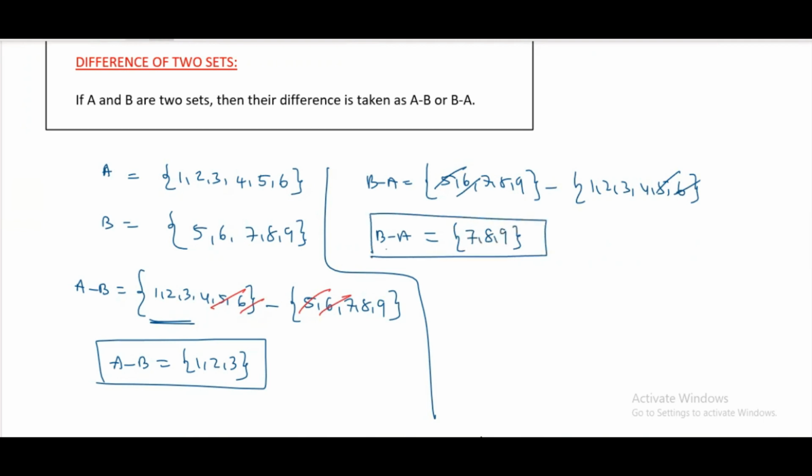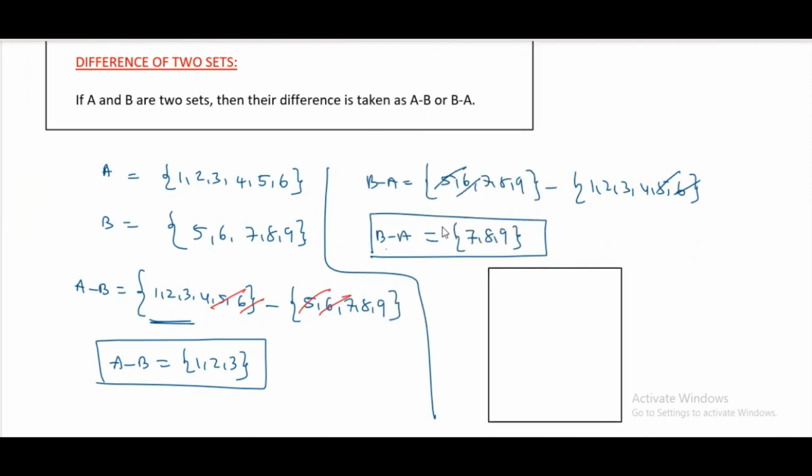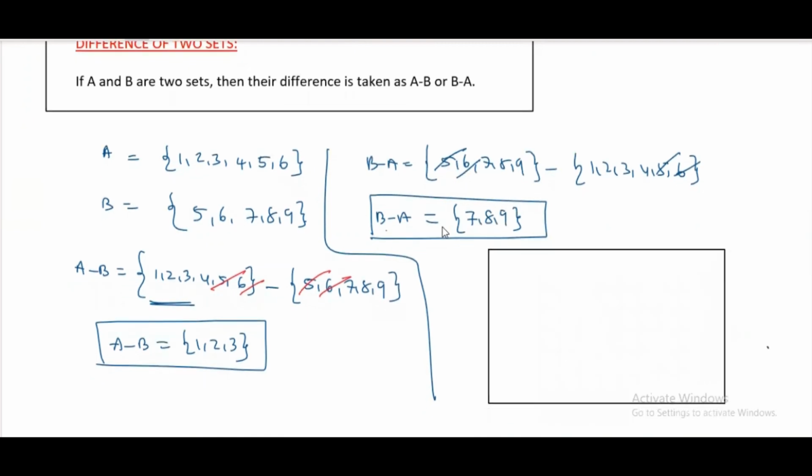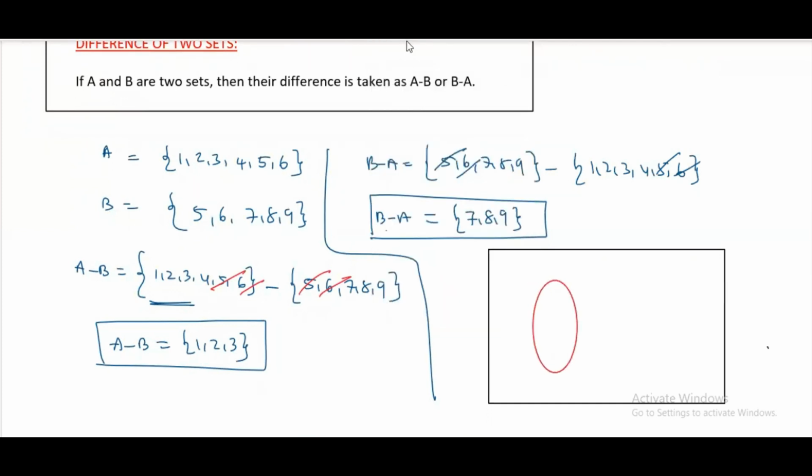So by using a Venn diagram, how can we present this? If I take the universal set like this, let's take the set A here. This is set A, and let's take the set B. This is set B. So here, A minus B. This is set A, this is set B, and this is the universal set. A minus B means from A after removing B, this is the part left out.